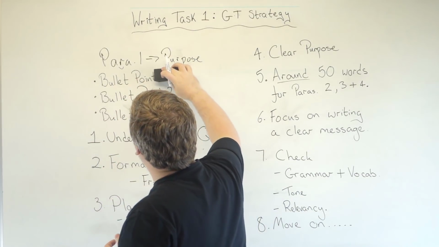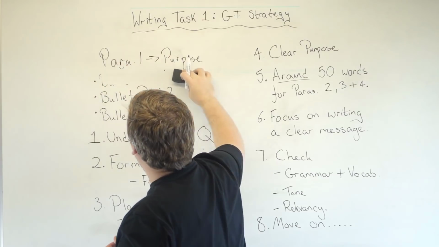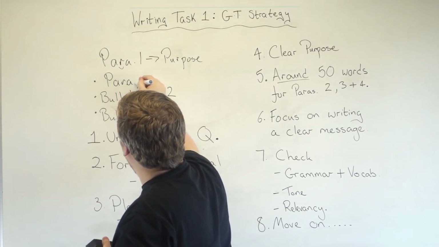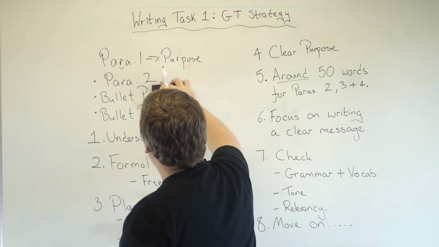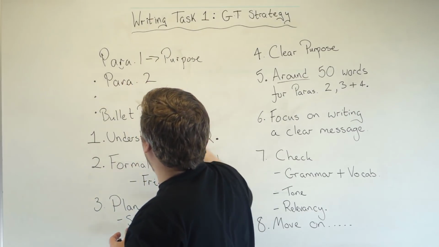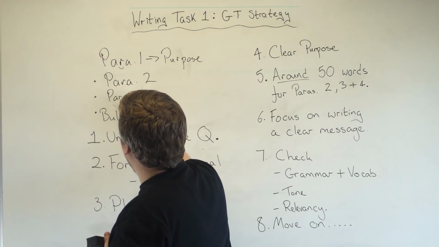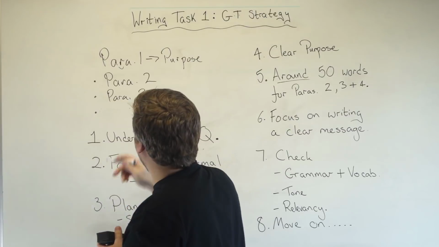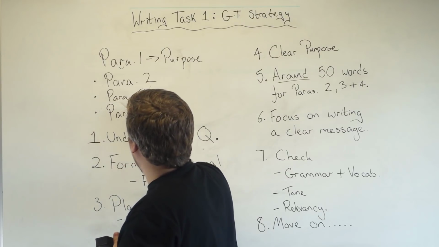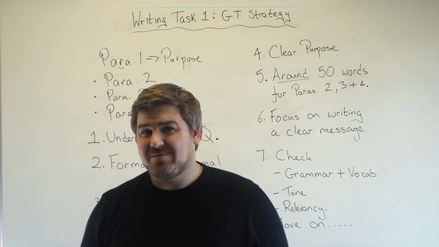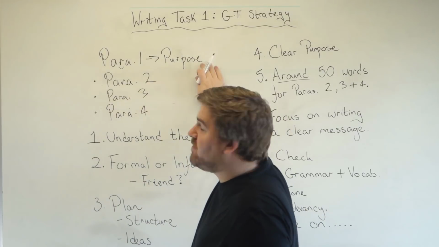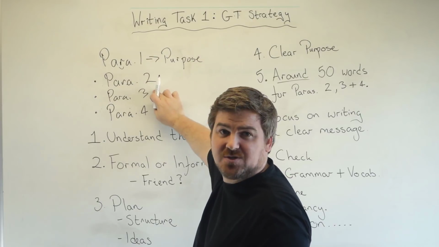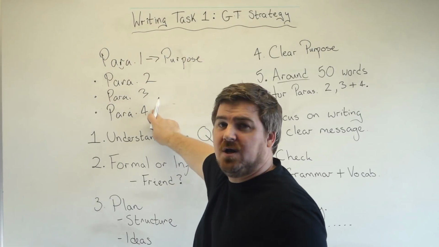All right, bullet point number 1 becomes paragraph number 2. Bullet point number 2 becomes paragraph number 3. And bullet point number 3 becomes paragraph 4. So really, really simple, okay? So paragraph 1 is your purpose, paragraph 2 is your first bullet point, paragraph 3 your second bullet point, and paragraph 4 your third bullet point.